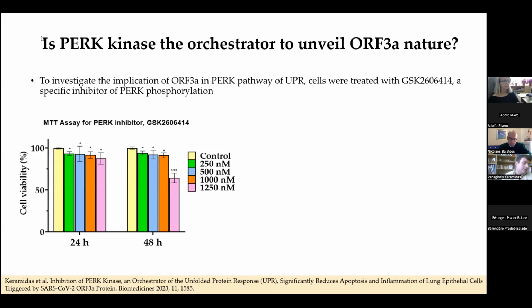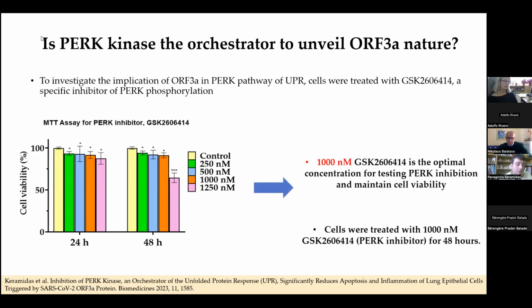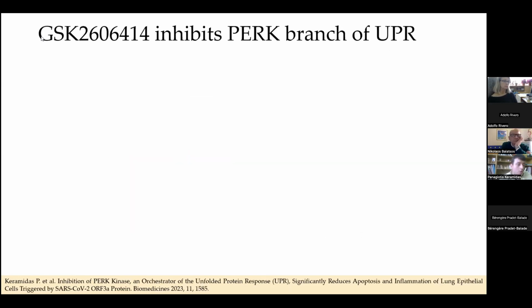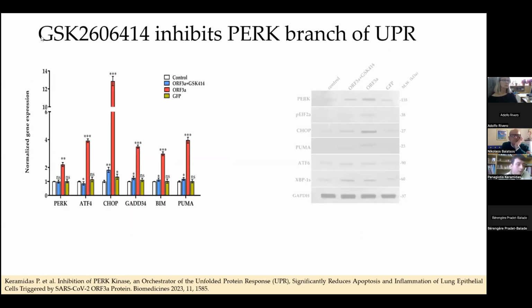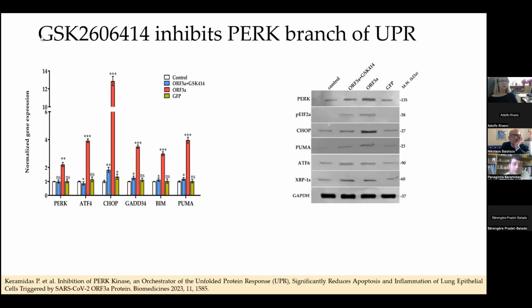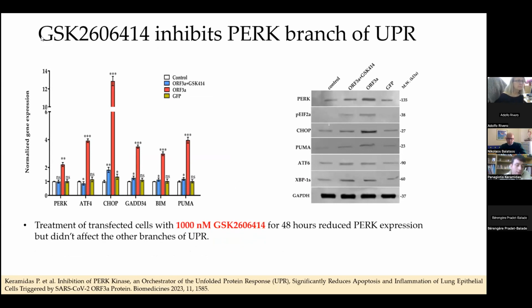We found after an MTT cell viability assay that the optimal concentration for treating cells is 1 micromolar of GSK. So we then proceeded with the same logic as previously, by transfecting cells and then treating them with the GSK for 48 hours, for a total of 96 hours post-transfection. We found out that the treatment with the GSK reduced the expression of PERK executioners, but did not affect the other UPR branches.